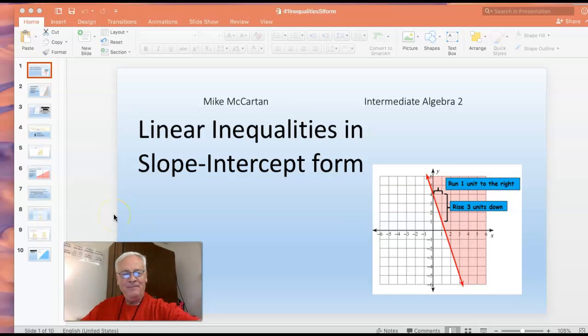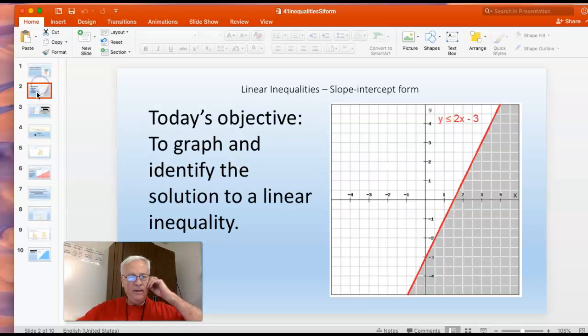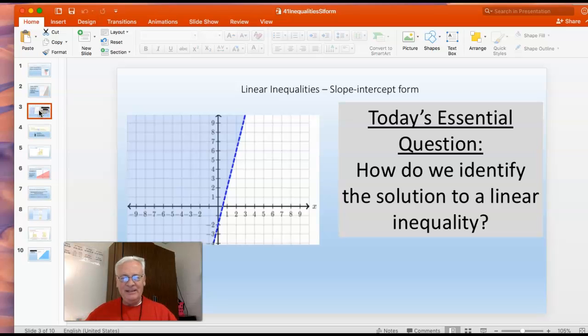Okay, hello everyone. Today we're starting something a little different. We're looking at inequalities, linear inequalities. We're going to start again with slope-intercept form of an inequality. Again, guys, today's objective: we're going to graph and identify the solution to a linear inequality. All right, the essential question: how do we identify the solution to a linear inequality?